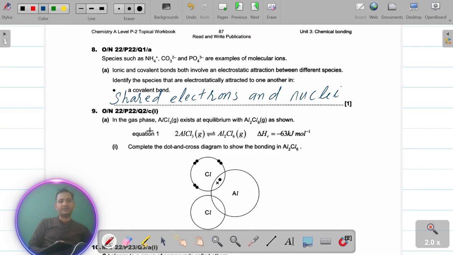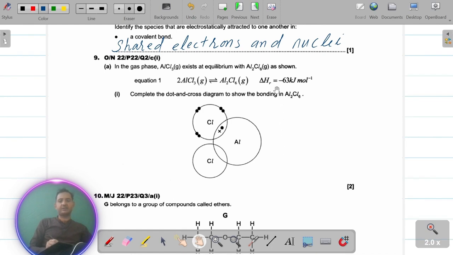In the gas phase, AlCl3 exists at equilibrium with Al2Cl6. The reaction is exothermic because the overall enthalpy change is negative. It is releasing heat into the surroundings. Complete a dot and cross diagram to show the bonding. It is a very famous question.